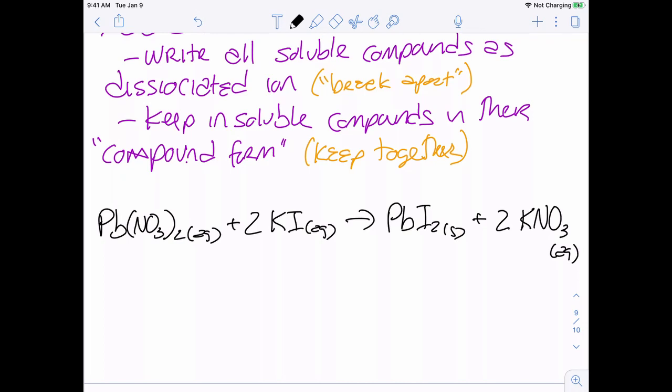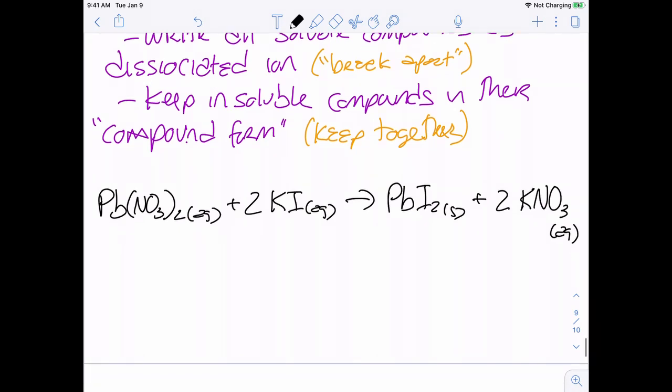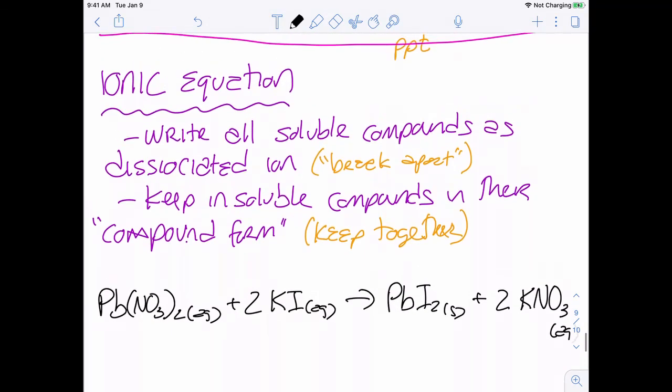Sometimes it's called a molecular equation, which really just kind of bugs me because those are compounds, not molecules. Not that molecules are compounds, but these aren't molecules. But sometimes it is called the molecular equation.